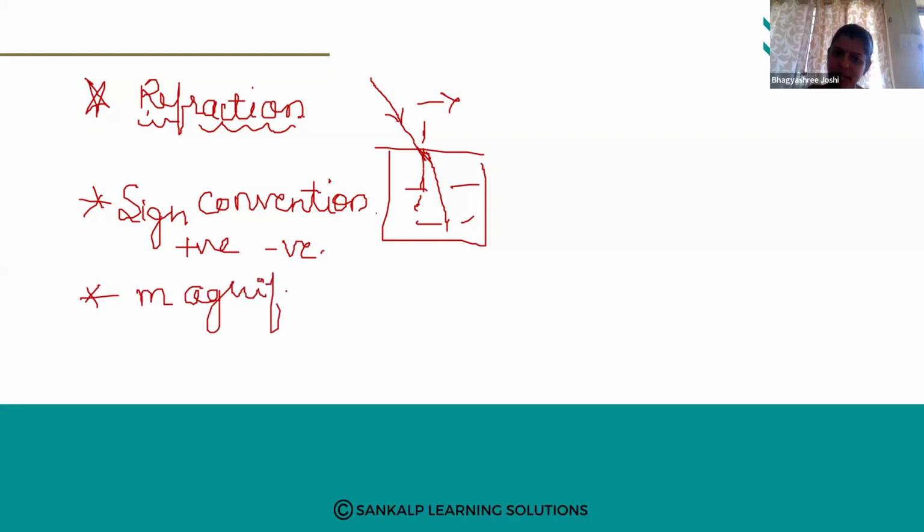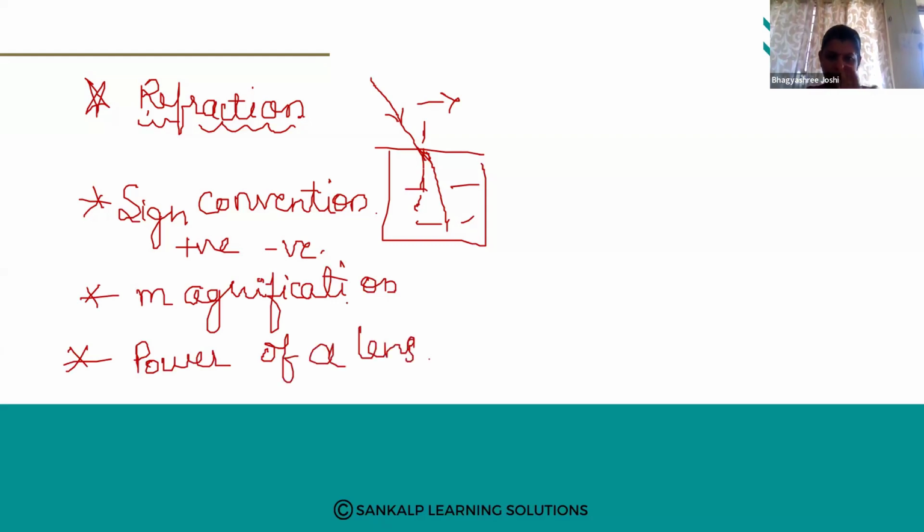So this is also important. Magnification and power of a lens. Magnification means what? Ratio of the height of the image to the height of the object. See, if I consider height of the image is h dash and height of the object is h, then h dash divided by h is the magnification. Okay, so that is magnification.